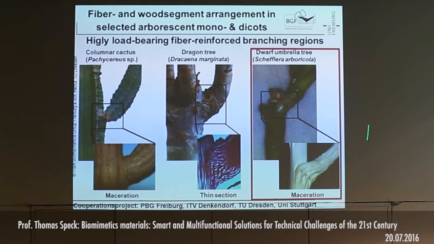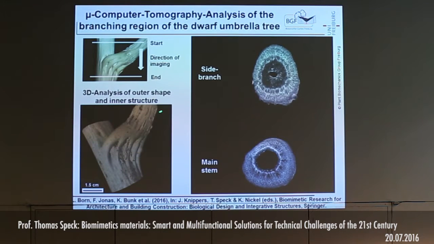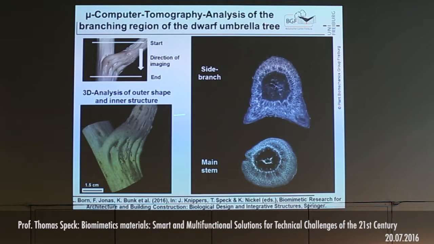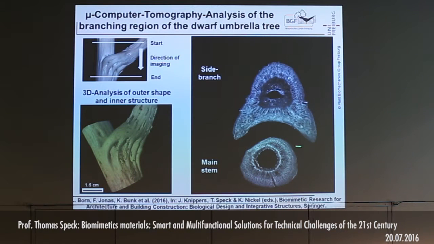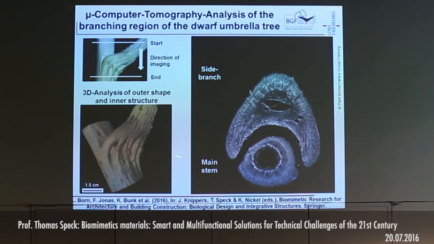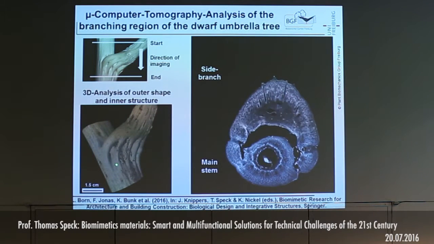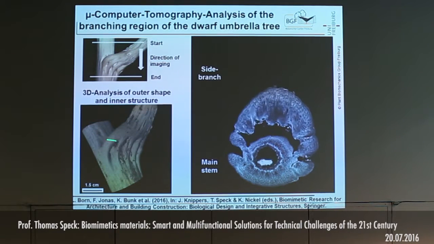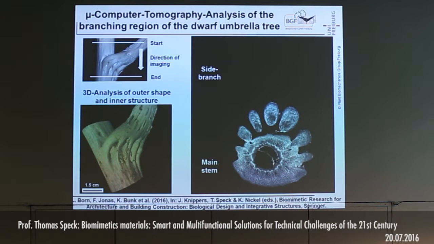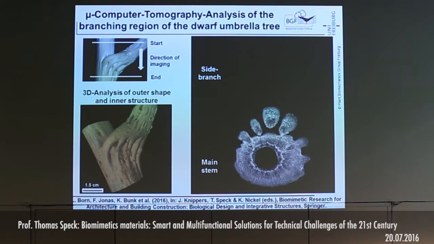The last example is a dwarf umbrella tree, and here you see the wood of the dwarf umbrella tree, and you see it has a finger-like attachment region from the side branch to the main stem. And you see here with the microcomputer tomography analysis how this runs from the top down, how this side branch is attached to the main stem, and you see these finger-like attachment structures. They are interesting because you can never break off a side branch. It only buckles in, but it still has a connection even if it's bent in parallel to the main stem, and this is again very interesting for technical applications.